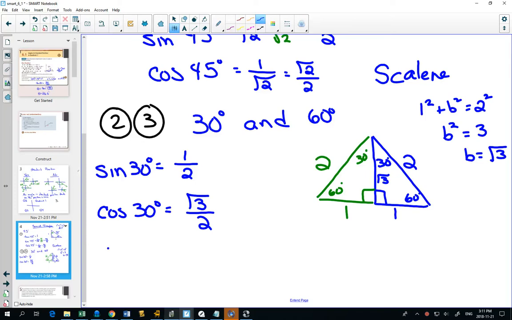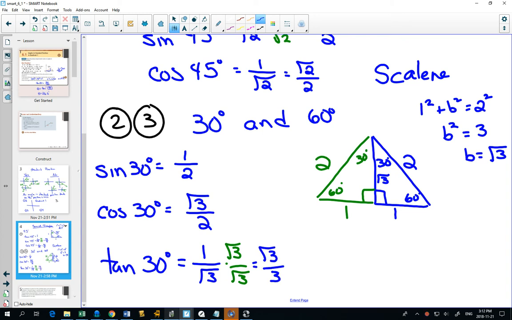And tan of 30 degrees, we look at our triangle. Tan is opposite, which is 1, over adjacent, which is square root of 3. What do we have to do when we have square root on the bottom? We have to rationalize. And so tan of 30 degrees is the square root of 3 over 3.